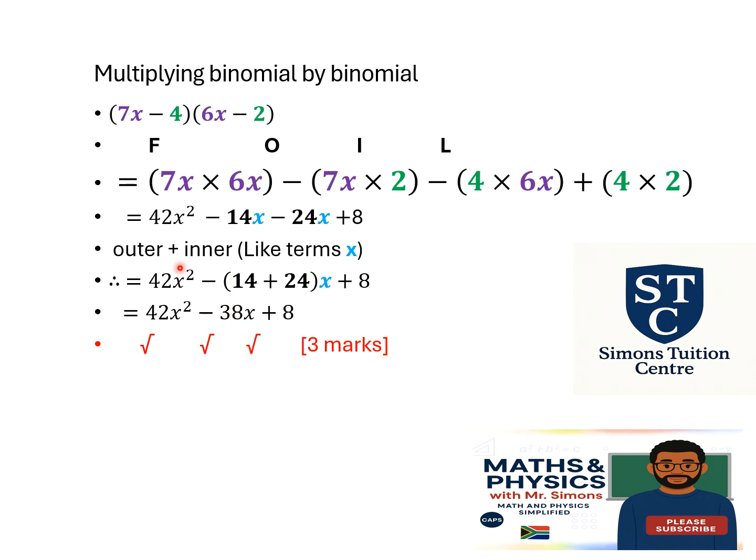So if I take out the negative, I'm left with 14 plus 24, which then becomes negative 38. So 42x squared, I can carry straight down. There's no other x squared given. And 8 I can carry straight down because there's no other constant term. So the first and the last term, generally I carry straight down, and I add the middle terms, which in this case is minus 38x. And that is where I get my 3 marks for each correct term.